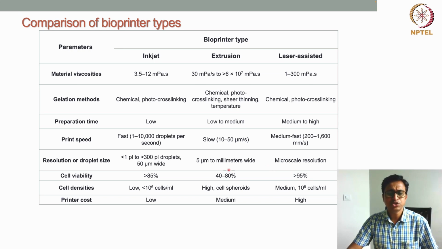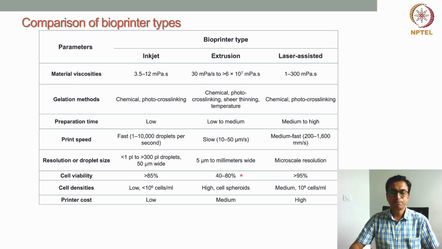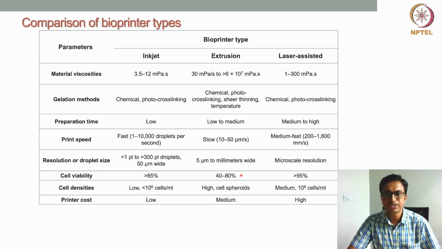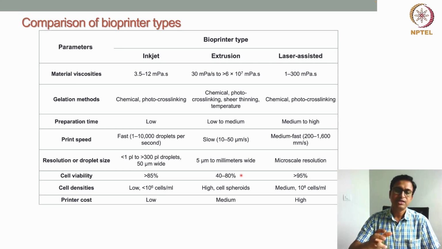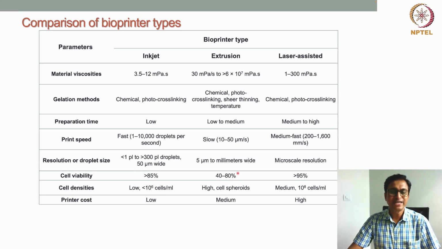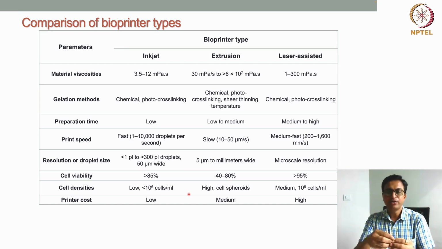But in case of extrusion based bioprinting, as per the literature, a wide range of viability people have seen, starting from 40 to 80% cells are viable, depending upon the parameters being used. But if you can take care of the parameters, then you can get very good cell viability with extrusion based bioprinter also, right?